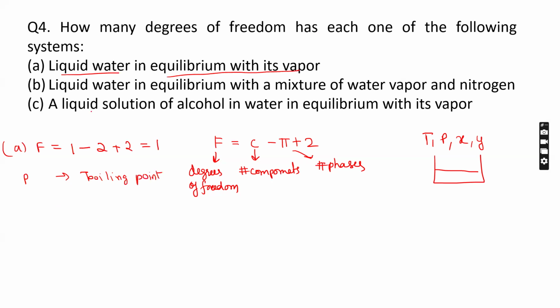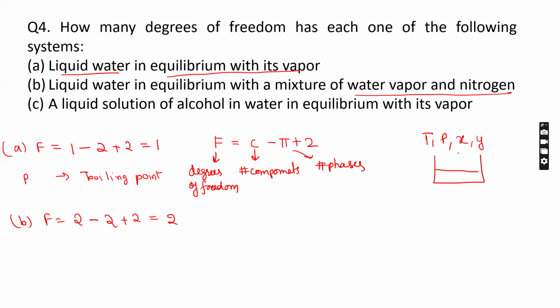If we consider a system like liquid water in equilibrium with a mixture of water vapor and nitrogen, so the gas is a mixture here. If we consider that, F is equal to two components, water and nitrogen, minus two phases, plus 2, is equal to 2. So we need to know at least 2 from these, either T and P or T and X or P and X, anything like that. Sorry, X is not here, X is 1 here.